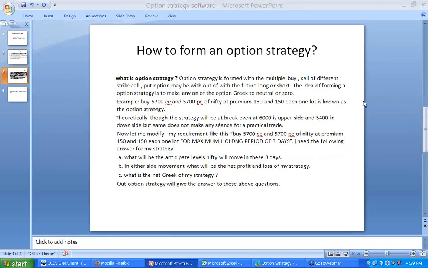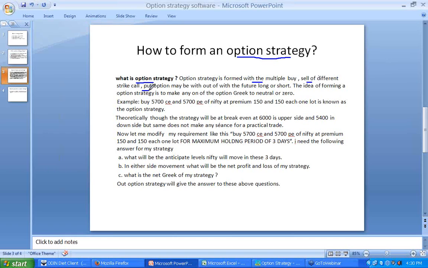Before that, let me explain something based on the theoretical concept of option strategy. What is an option strategy? An option strategy is formed with multiple buys and sells of different strike call and put options. This is the very basic definition of an option strategy.